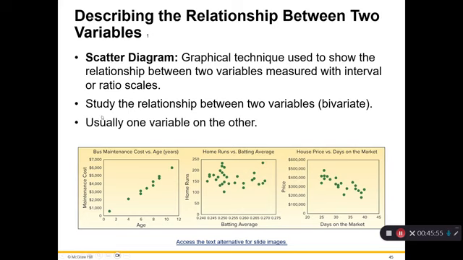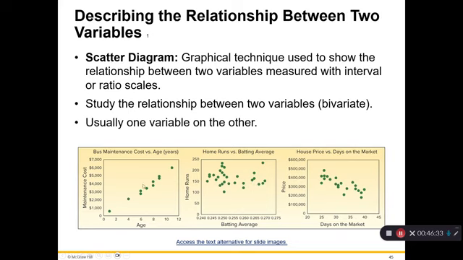Here in this case, what we have is different variables. So we have maintenance cost versus age, and we have home runs versus batting average. We have price versus days on the market. There are various values that you can use. And the shape you see here shows you the positive linear correlation. And the last one shows negative linear correlation, and the middle one has no correlation because the data points are scattered all over the place and you can't make any sense of it.